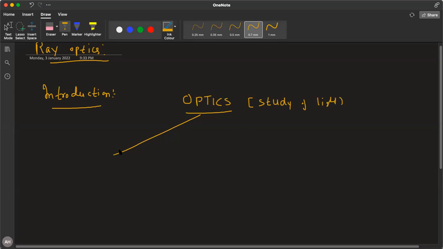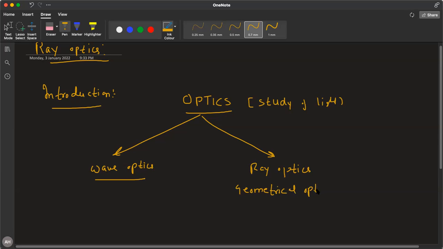You can divide optics into two parts. One is wave optics. In wave optics, we consider light as a wave. Another is ray optics, also known as geometrical optics. In ray optics or in geometrical optics, we consider light as a ray, as a geometrical object.